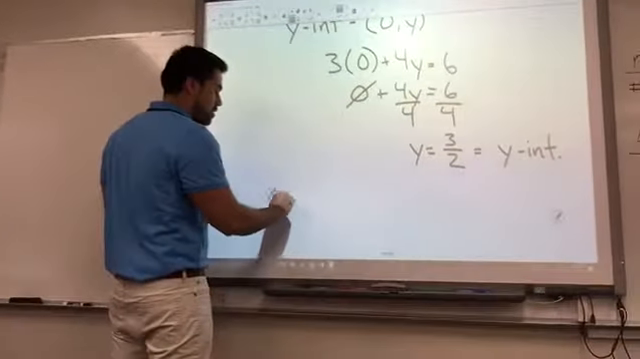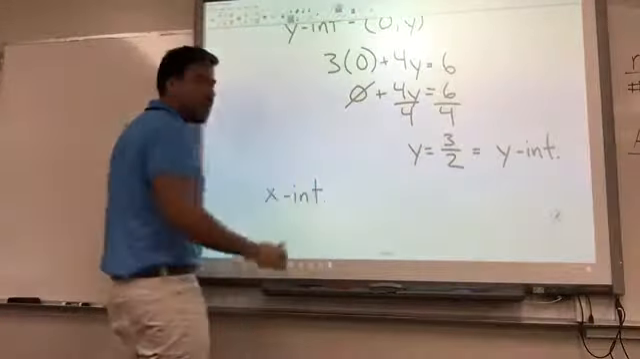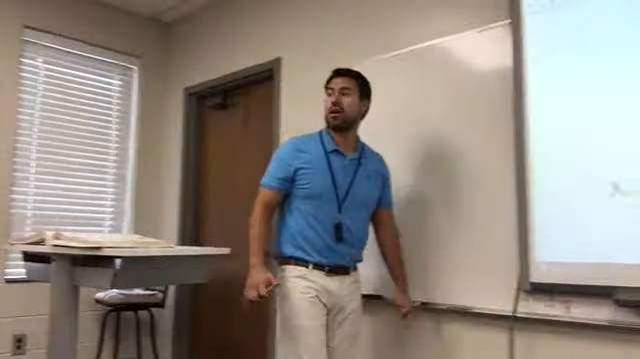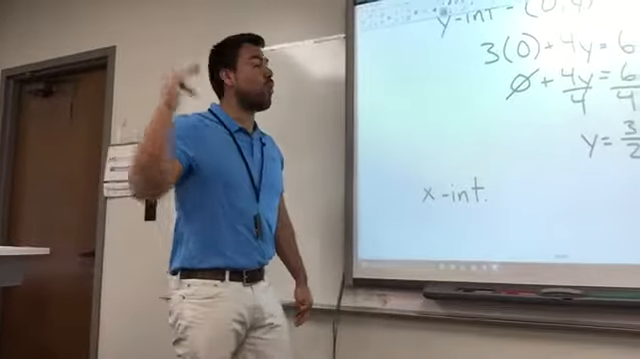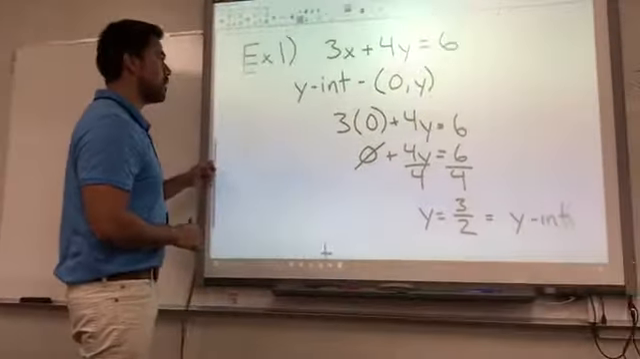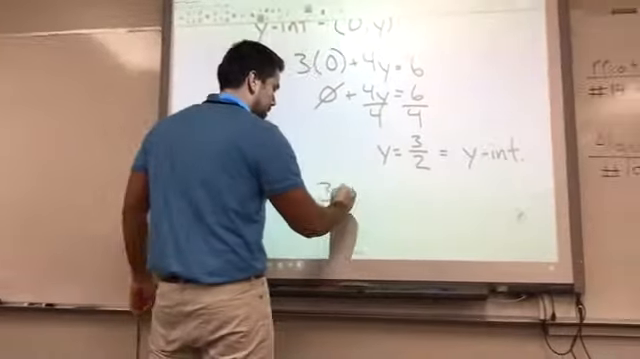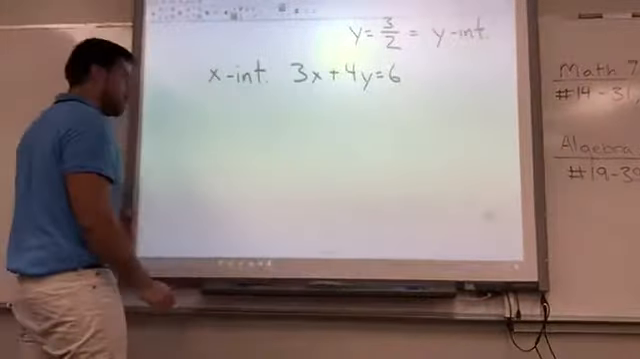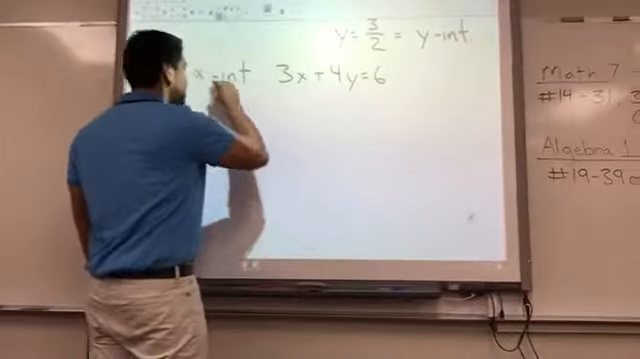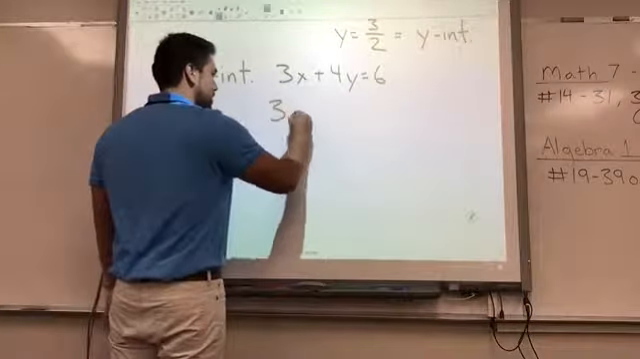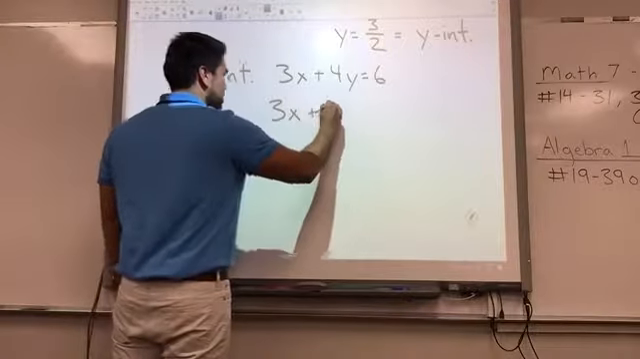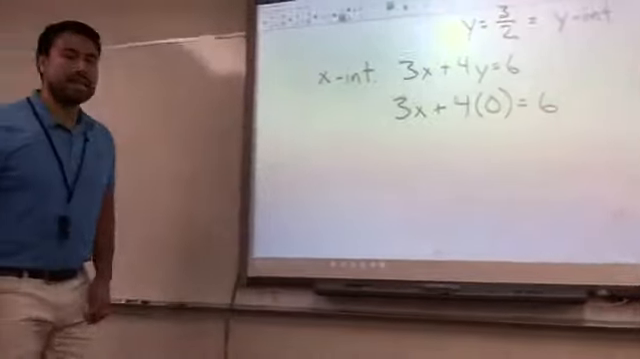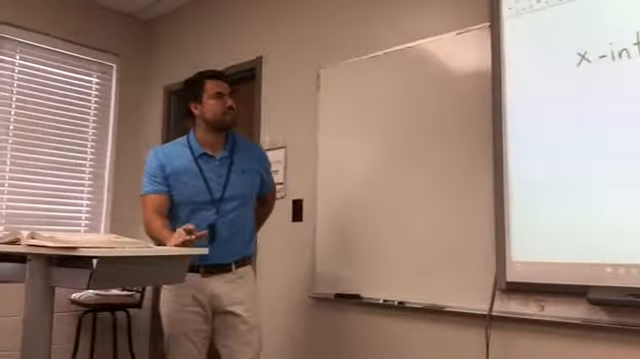All right, let's find the x-intercept. Does anyone know how to find the x-intercept from the equation? Yeah, make the y equal 0. So if we're back to our equation, 3x plus 4y equals 6. Instead of making x equal 0, I'm going to make y equal 0. That's to find the x-intercept. I know that seems somewhat unintuitive, but it's not. So that's the problem you're doing to find the x-intercept.